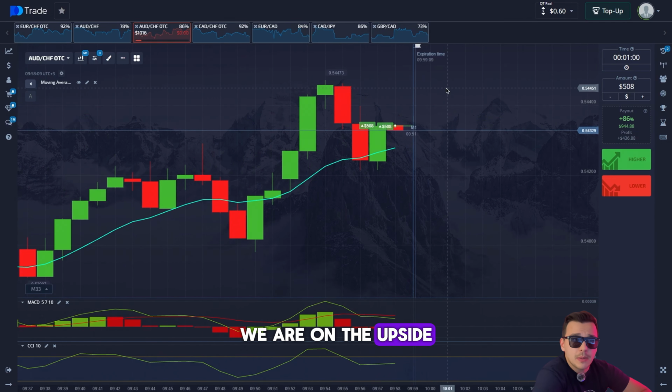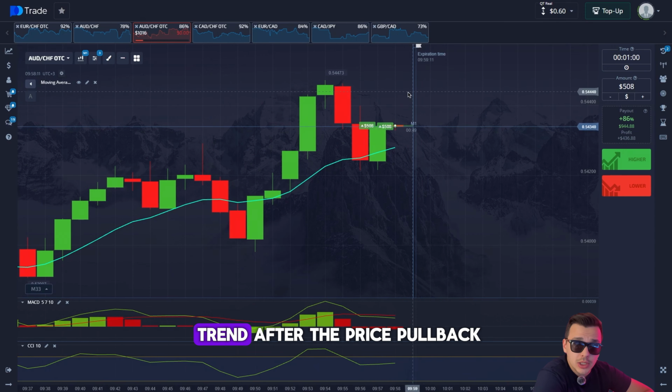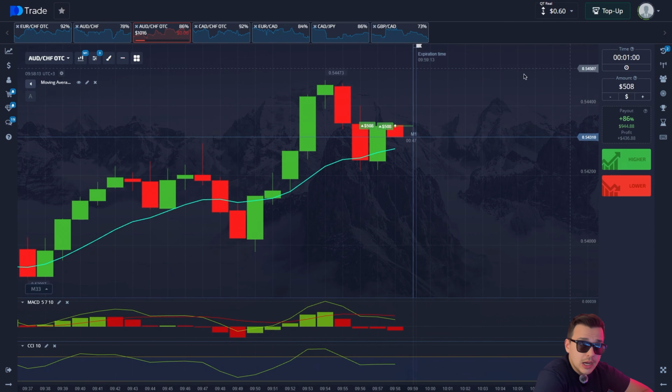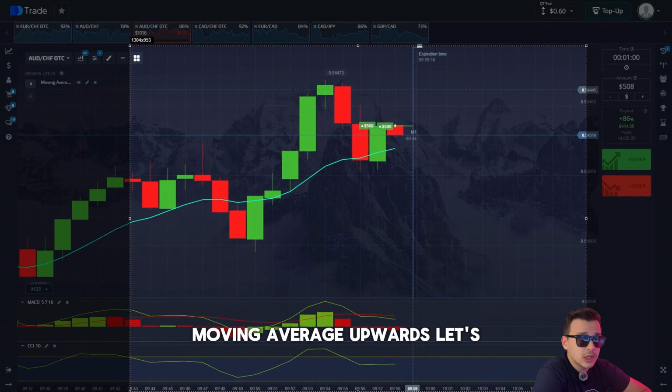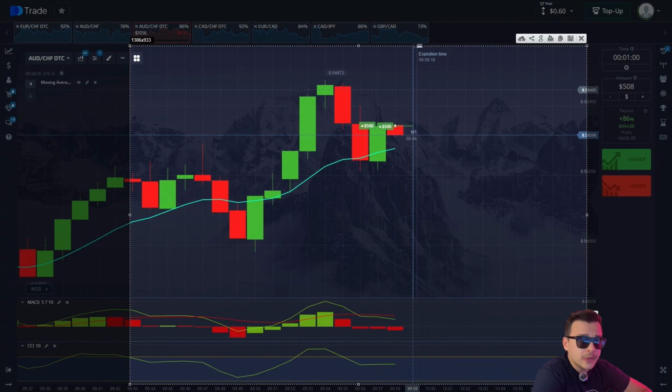We are on the upside. We open on the trend after the price pullback, after crossing the moving average upwards. Let's allocate the working area. In general, we are oriented here on the trend and on this crossing, after the crossing of the red candlestick from the bottom upwards.